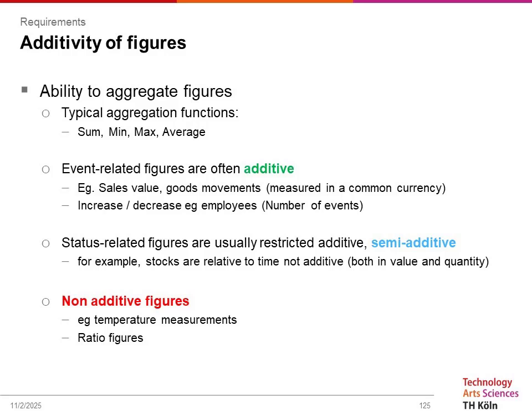Precisely. And finally, you have non-additive facts. These can't be meaningfully summed across any dimension. Think about ratios like profit margin percentages or unit prices, or maybe measurements like temperature. You can average them perhaps, but summing them doesn't make sense. The average temperature for the week isn't the sum of daily temperatures. A 10% margin on product A and a 20% margin on product B doesn't mean a 30% margin overall.